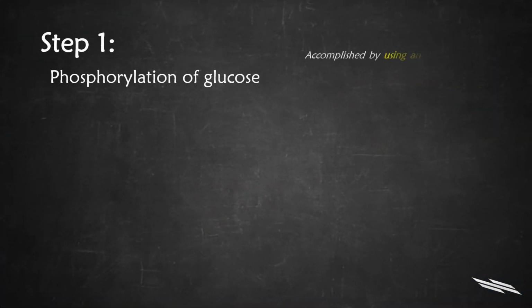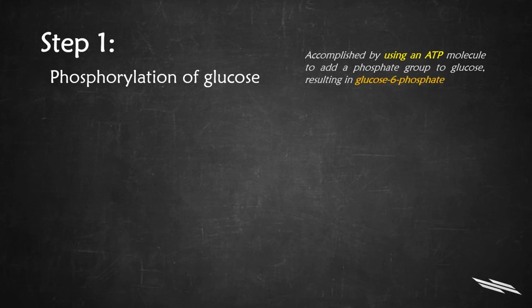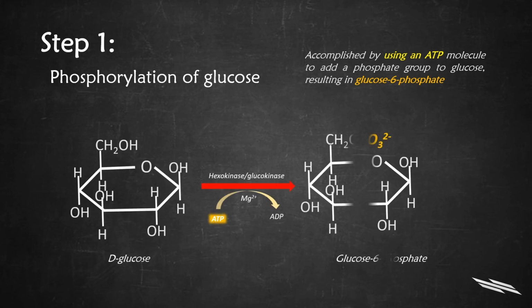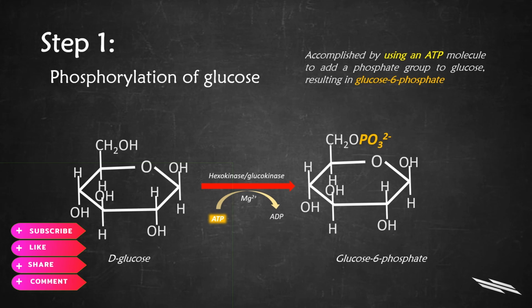The first step is the phosphorylation of glucose, which is accomplished by using an ATP molecule to add a phosphate group to glucose, resulting in glucose-6-phosphate. Depending on the tissue, either the enzyme hexokinase or glucokinase catalyzes this process. What is hexokinase and glucokinase?